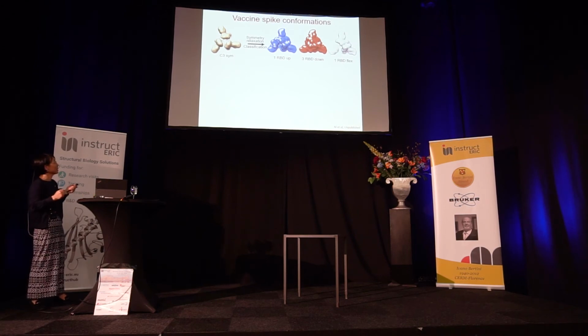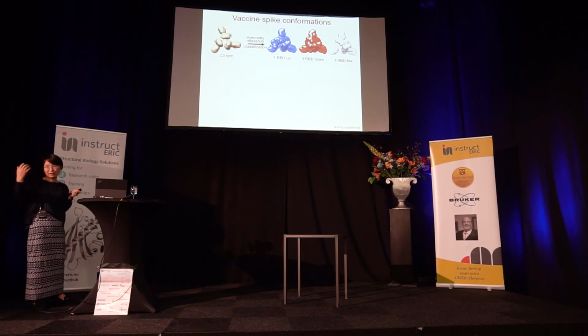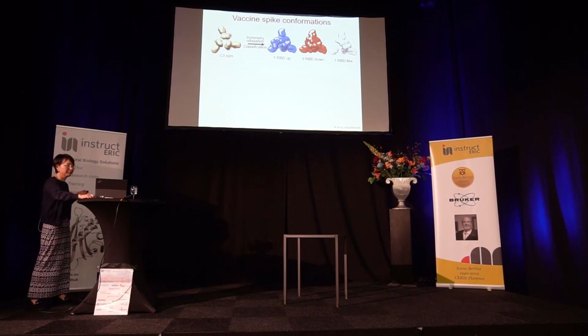This is the majority class, with one RBD up. There's a class with all three RBDs down. And there's a class where one RBD is not resolved and the other two RBDs are down, because these RBDs are very, very flexible.